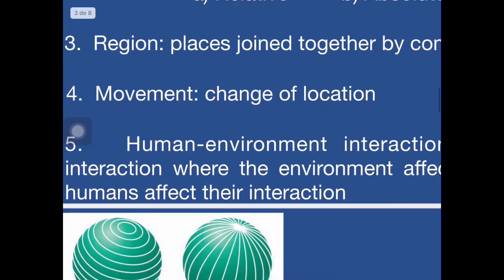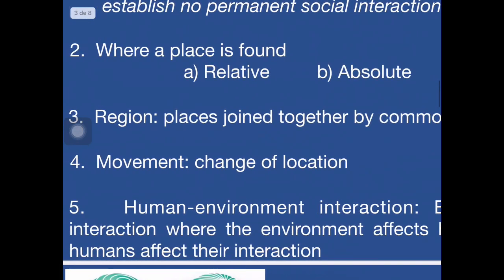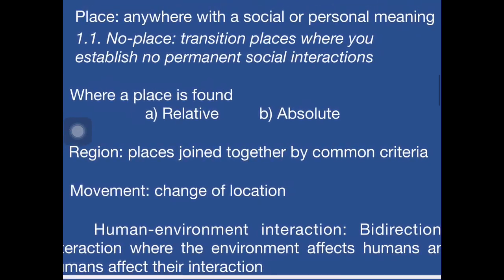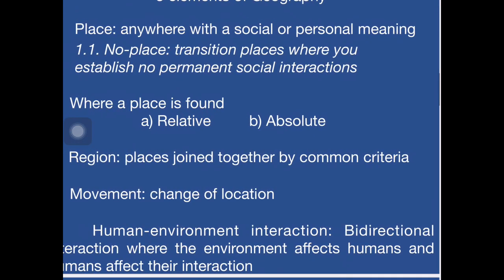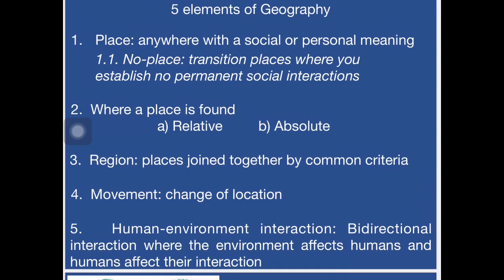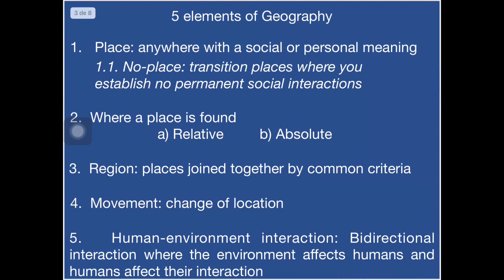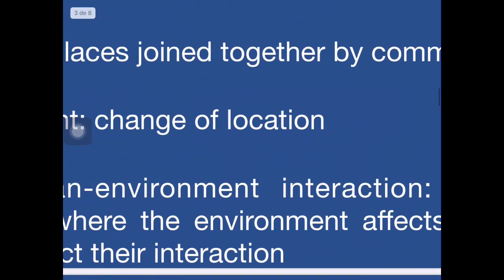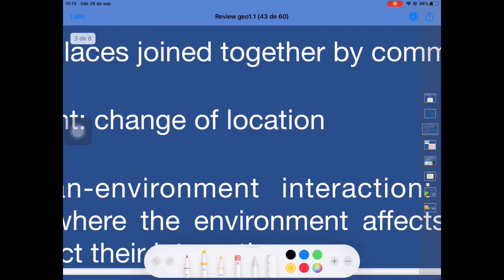So finally, human-environment interaction. As I always tell you, human-environment interaction is very important for geography, but what is more relevant is that you need to understand that this is a bidirectional interaction. So both the environment will be affecting humans, and humans will be affecting the environment. In here it says interaction, but it should say environment too. Let me correct it right now.